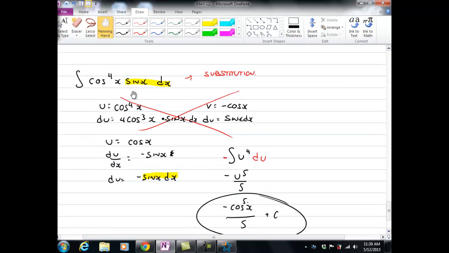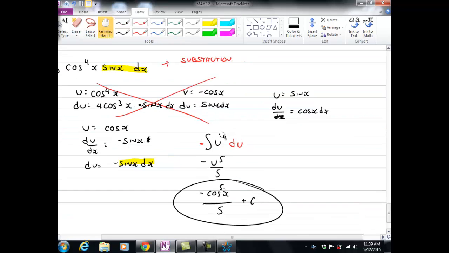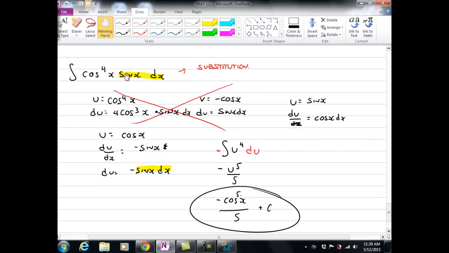Because if I say let u equals sine x, for example, right? u equals sine x. It could work. Then I'm going to say du over dx equals cos x dx. Agree? So therefore, now the problem with this is u is here, but cos x, but this is cos to the power 4. So that's why I can't replace this with, I need everything in terms of u's.